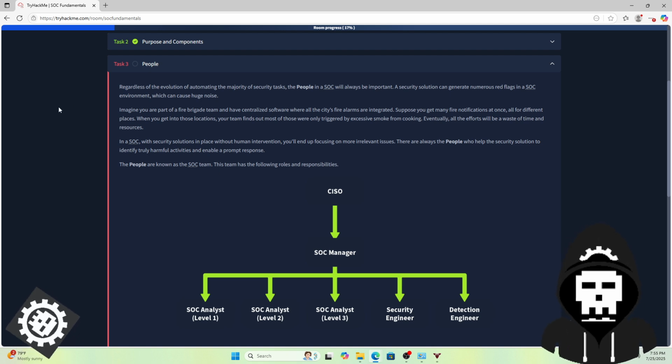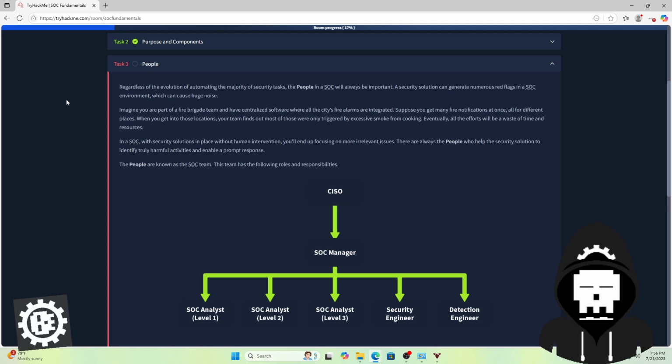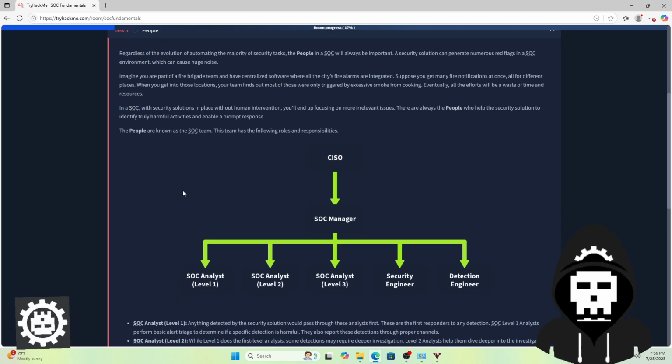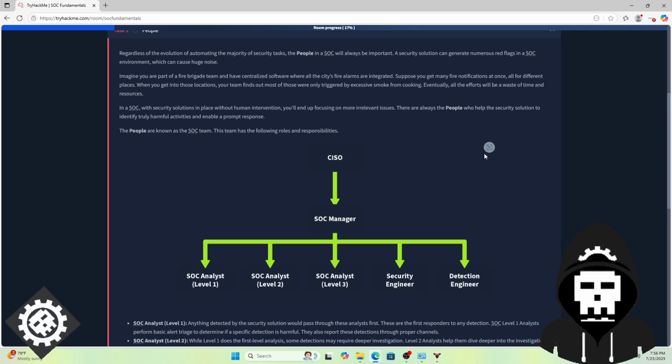Regardless of evolution of automating the majority of SOC security tasks, the people in a SOC will always be important. Security solutions can generate numerous red flags in the SOC environment, which can make huge noise. So one of the problems too that often faces a SOC, and I don't know if the room will get into that.